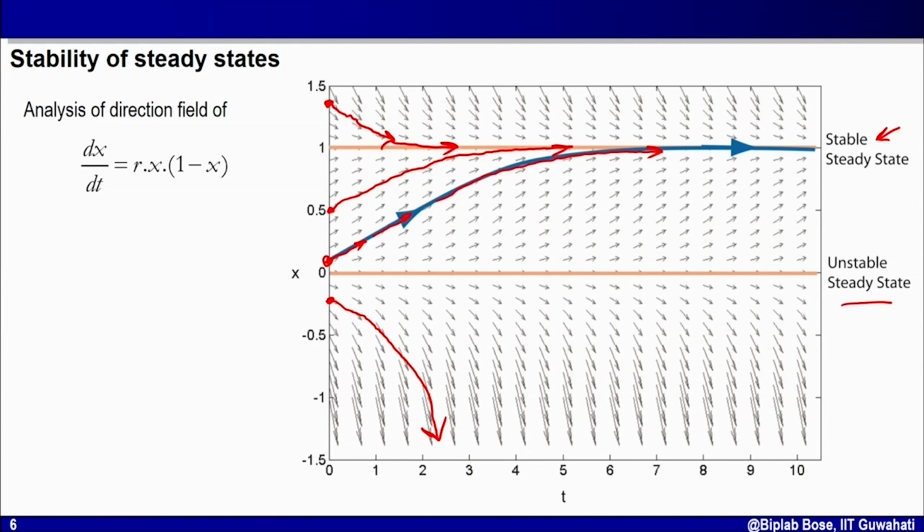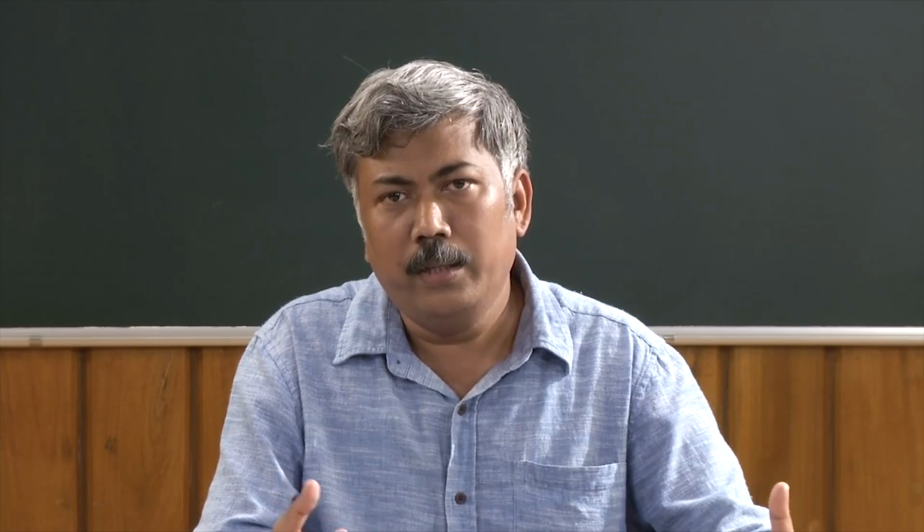So this graphical analysis shows that by drawing and marking the steady states on the direction field, and based on the arrows of the direction field, I can identify whether a steady state is a stable one or an unstable one, and I can make a prediction about the time evolution of the dependent variable along this direction field from an unstable to a stable steady state.